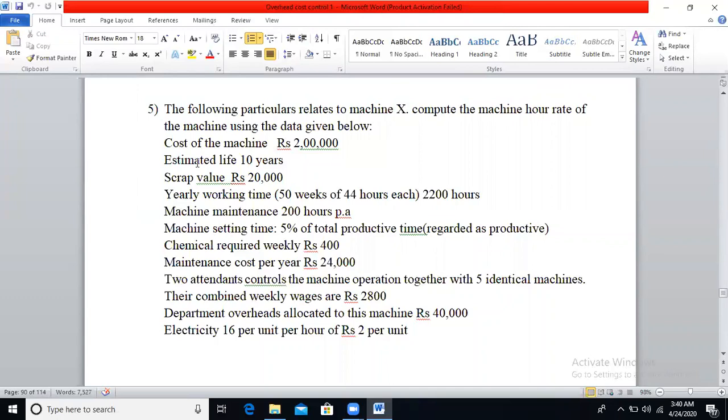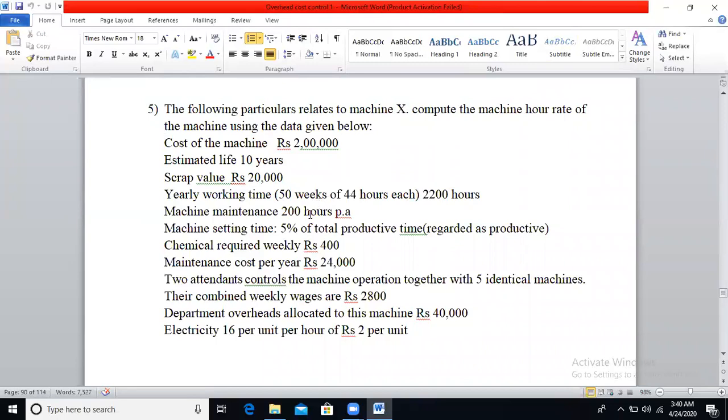So estimated life, if they have given it in terms of hours, then you should consider hours directly. If they have given it in terms of years, you have to convert this into estimated life of the machine in hours. How to convert into hours? Take the number of years they have given, that is 10 years, and multiply with the machine working hours. Scrap value will be considered in the calculation of depreciation. Yearly working time. Here they have given 50 weeks, 44 hours. So 50 into 44, you will get 2,200 hours.